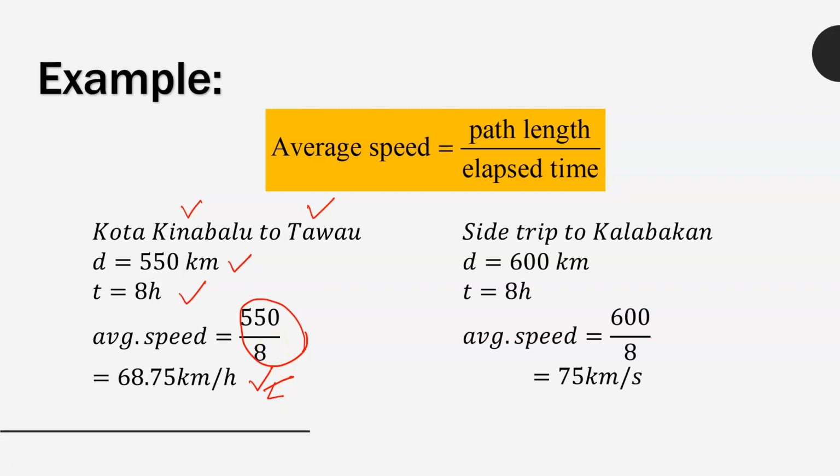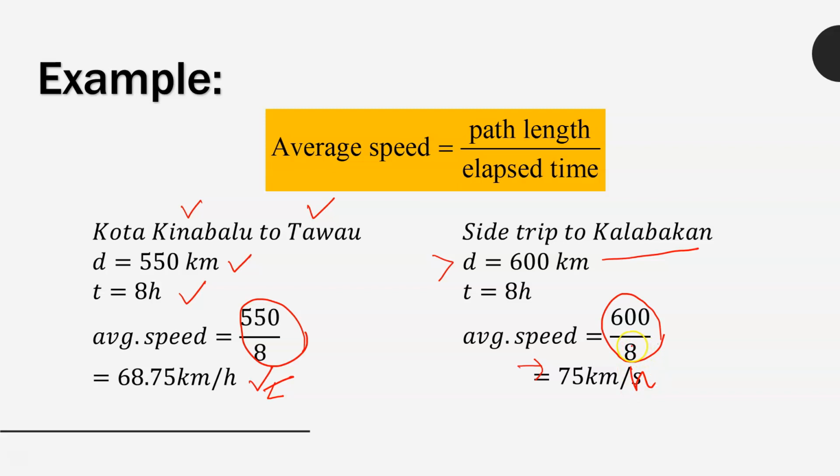But let's say the driver makes a side trip to Kalabakan, which might add 50 kilometers to the path length. So now the distance traveled is equal to 600 kilometers. Now the average speed is 600 divided by 8 hours, which is equal to 75 kilometers per hour.